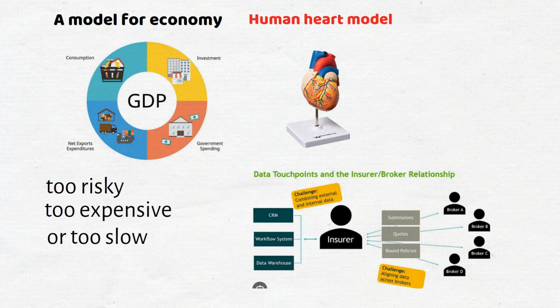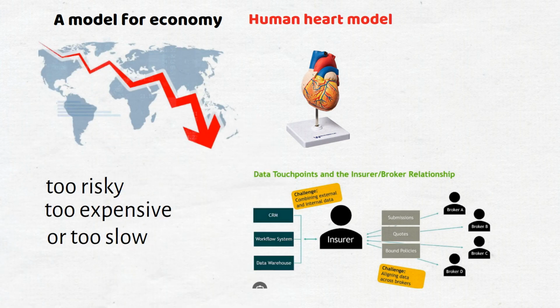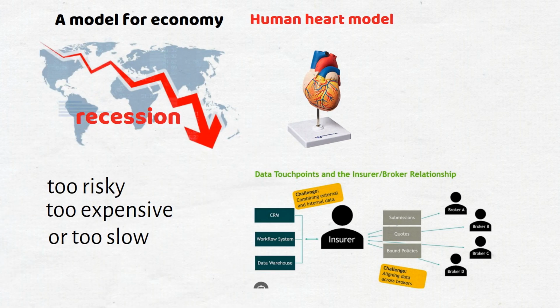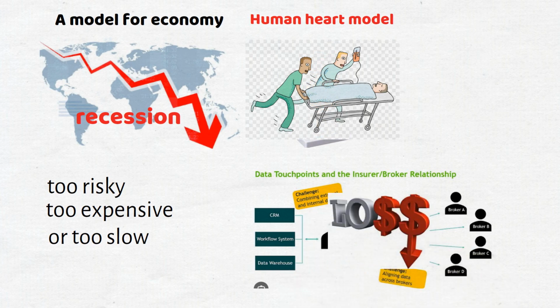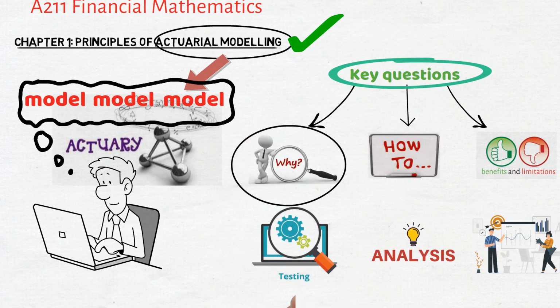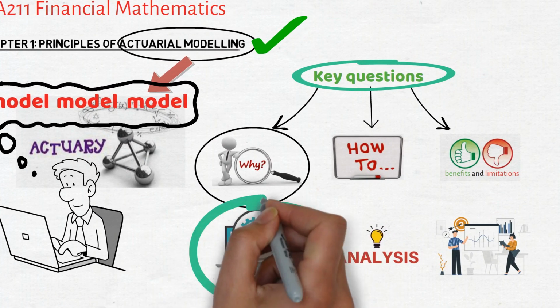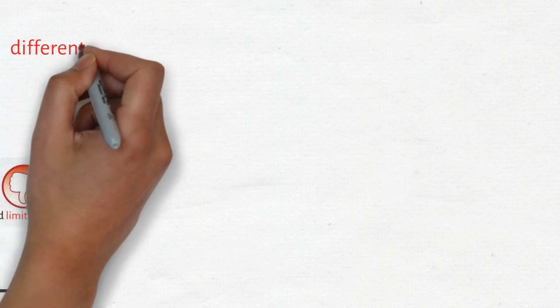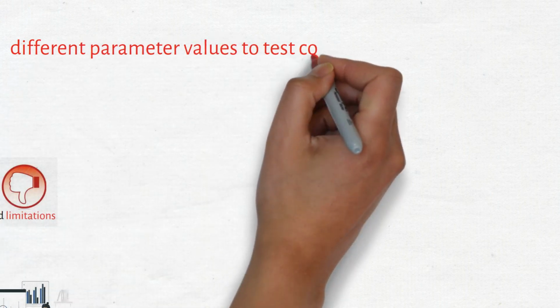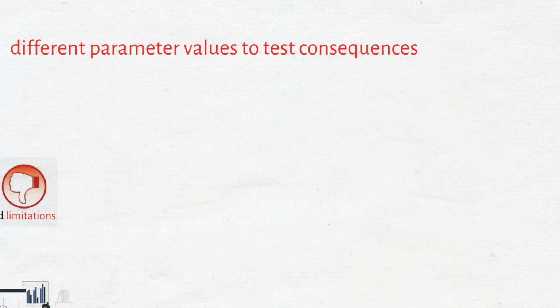For instance, if we introduce a change without using a model, the consequences could be severe. The economy might go into a recession, a patient's life could be at risk, or an insurance company might face unprofitable premium rates. So this is where actuarial modeling becomes invaluable. A model enables us to investigate the possible consequences of changes before implementing them in the real world. By changing input parameters within the model, we can study the effects and make informed decisions.